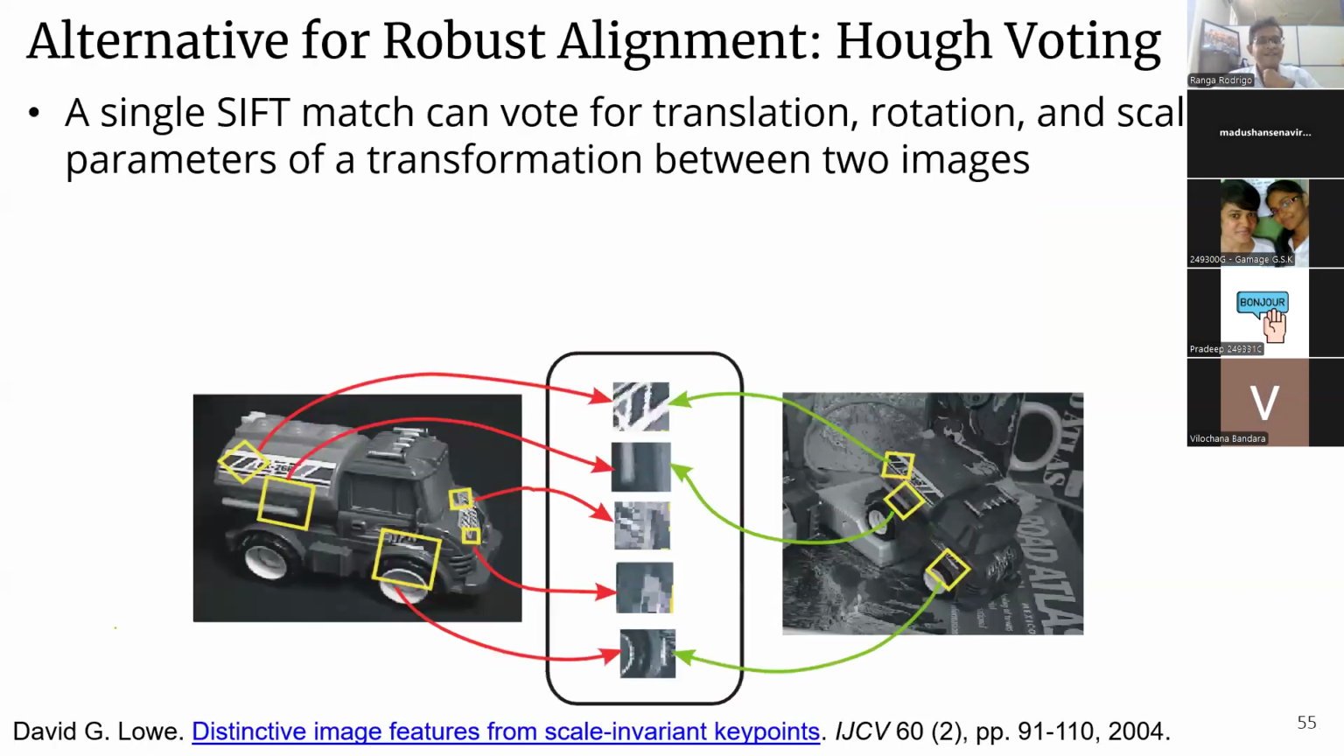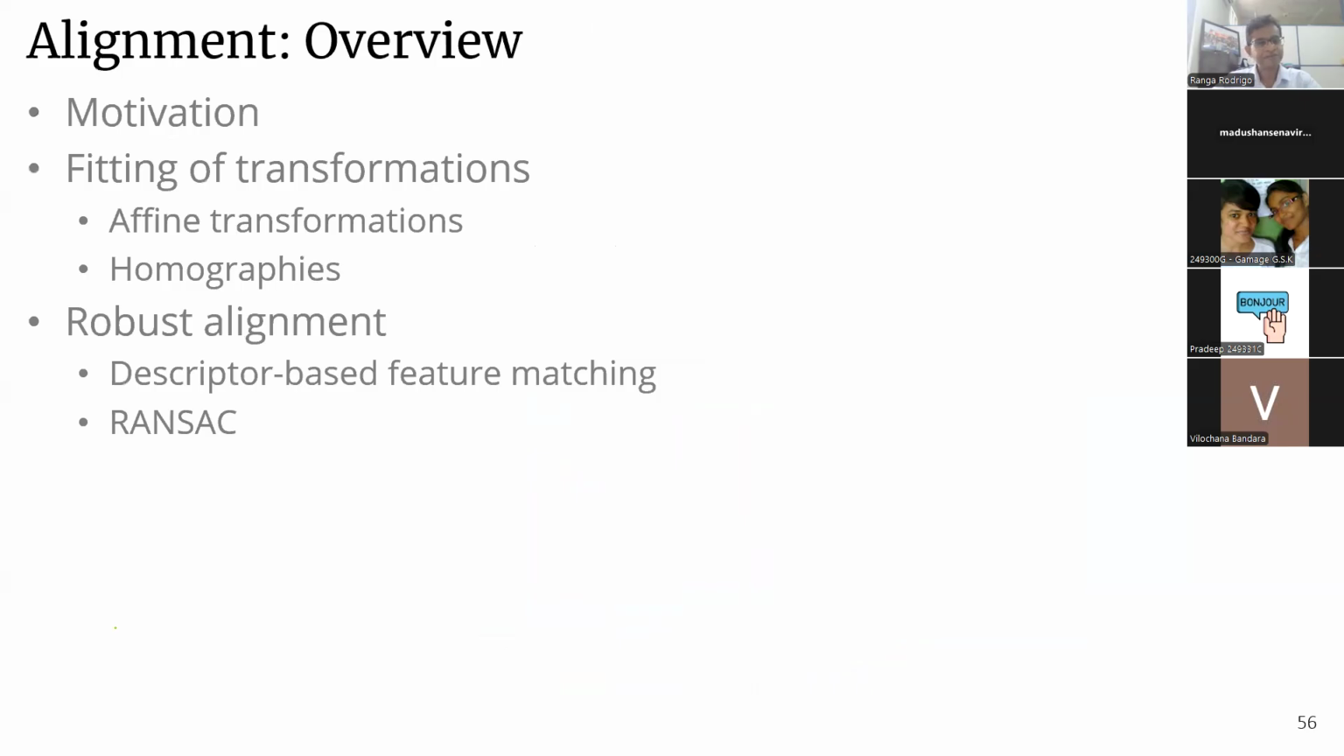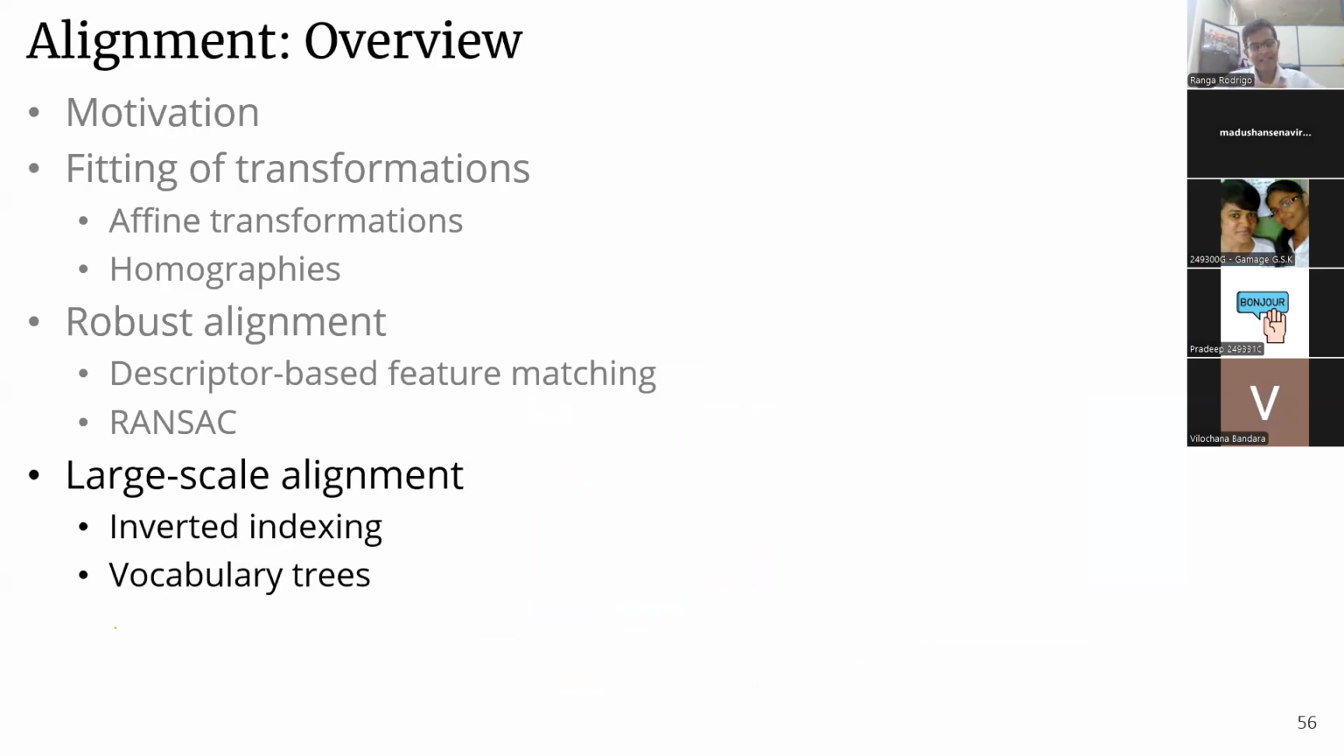Okay. Then there's a thing called Hough voting. If you like, you can have a look at it, but we will not go through that. Okay. Then we have this large scale alignment part. I will go through that very quickly. Now, please give me a few minutes for that, but I will not talk about it too much.